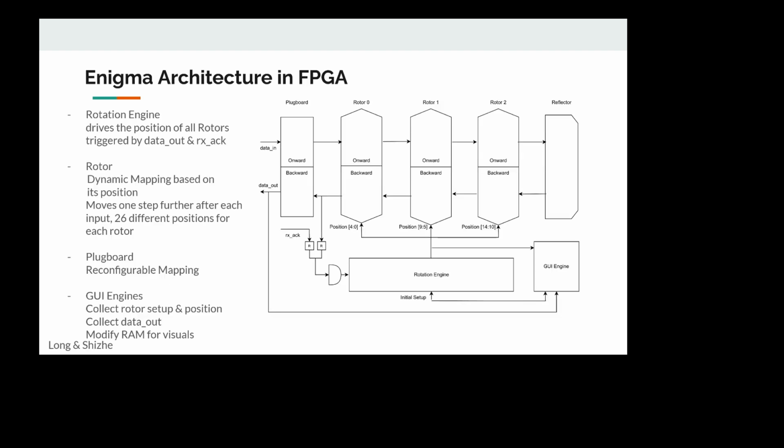This is our very detailed architecture of the Enigma top. The same as the historical representation, we have a plug board and three rotating rotors, which are controlled by the rotation engine, and also the reflector and the data path that is the same as the original one.